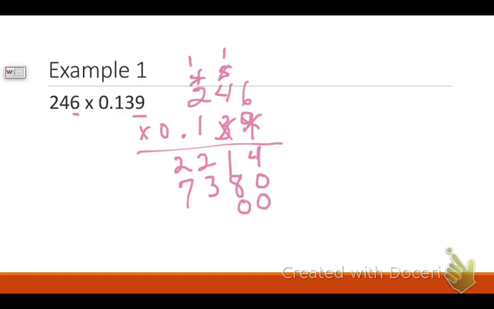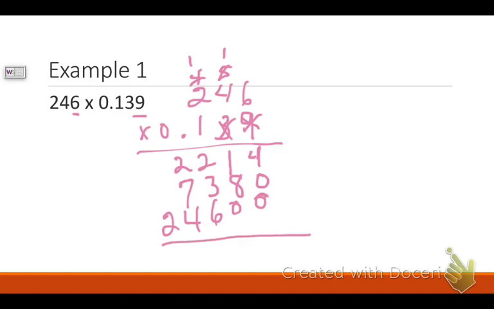Alright. And sometimes Mr. Kaufman gets a little crooked up here. Yeah, come on, Mr. Kaufman. Quit being crooked on those numbers. There we go. 0 here. 0 here. Alright. And now we go 1 times 6 is 6. 1 times 4 is 4. And 1 times 2 is 2.